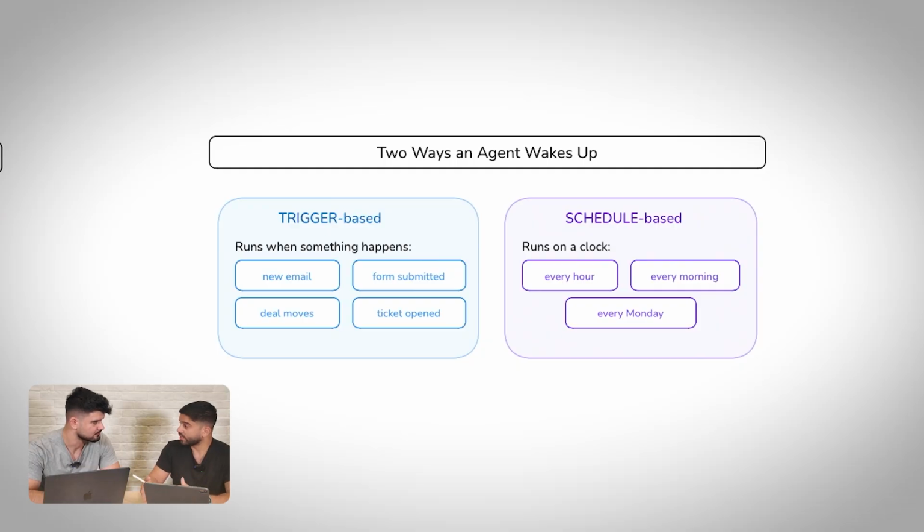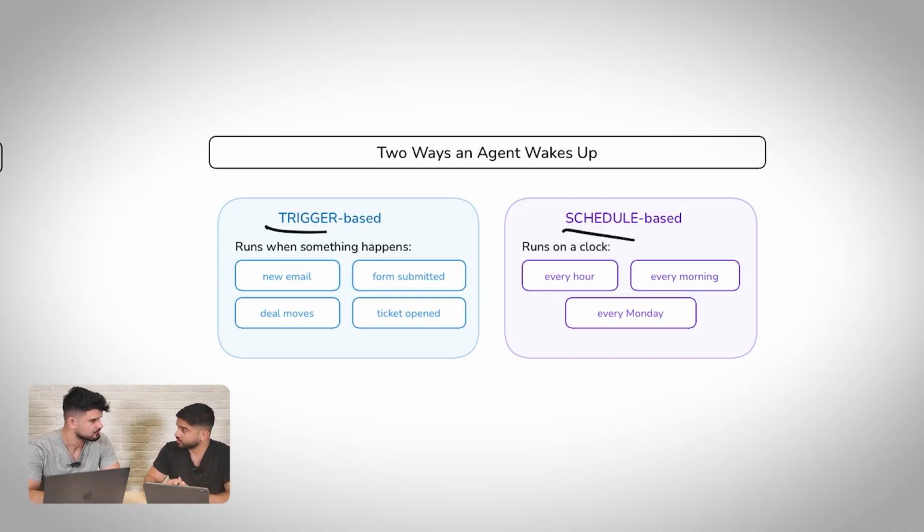There's essentially two ways to wake up an agent or use an agent. One is to use a trigger, and another one is to use a schedule. So a trigger could be when a new email comes in. You don't need to prompt the agent. The agent can essentially be woken up. There's a new email, go clean it up, go draft an email or whatever else the workflow is.